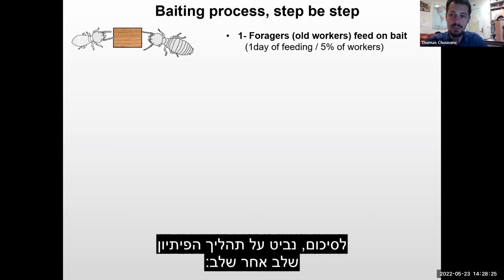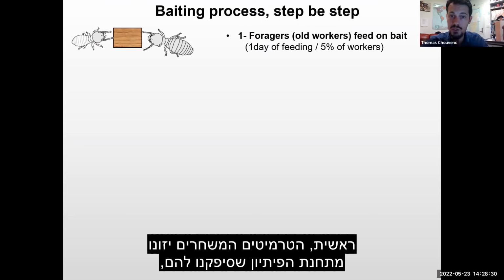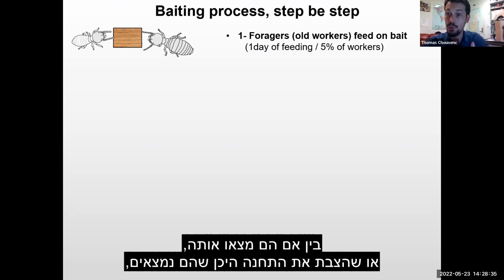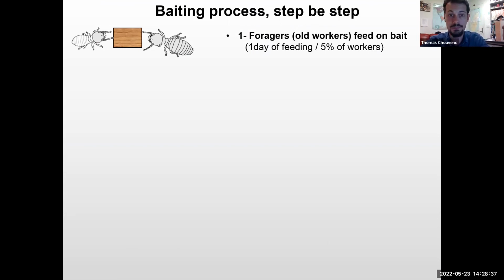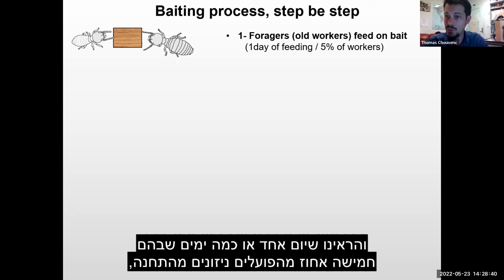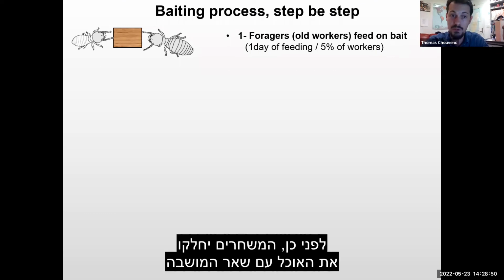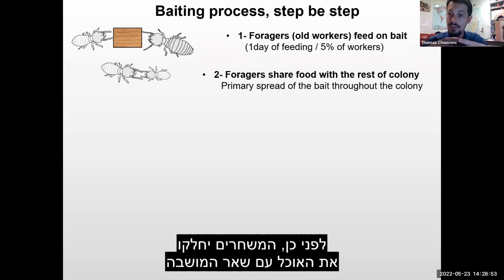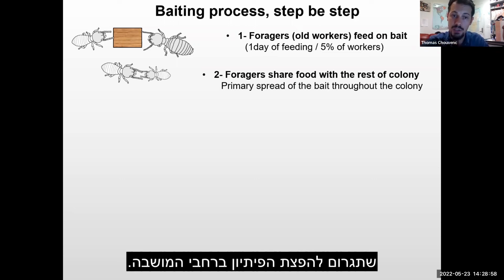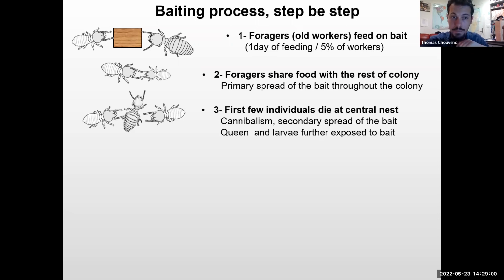So to summarize, let's look at the baiting process step by step. First, the foragers are going to feed on the bait station that you provided them, as they find it, or you put the station where they are. And we show that a single day or few days at least, and less than 5% of workers feeding on that station is sufficient to achieve colony-wide elimination over time. But before this, these foragers are going to share the food with the rest of the colony, which results in the primary spread of the bait throughout the colony.